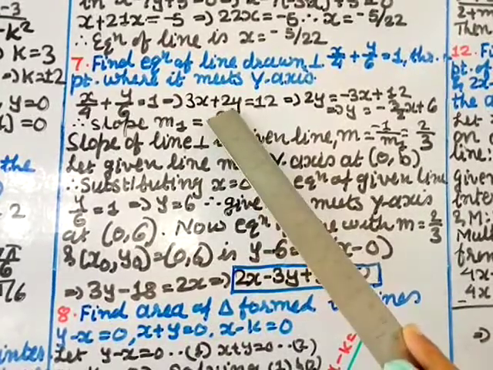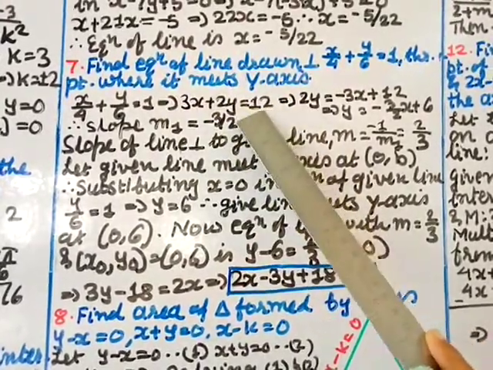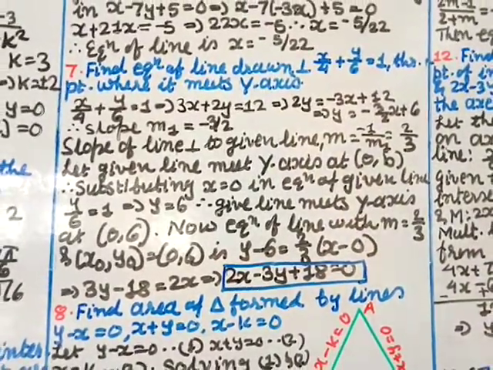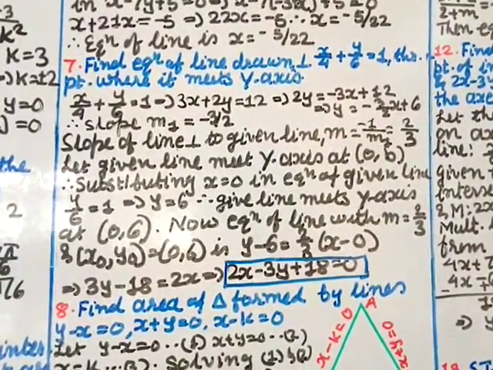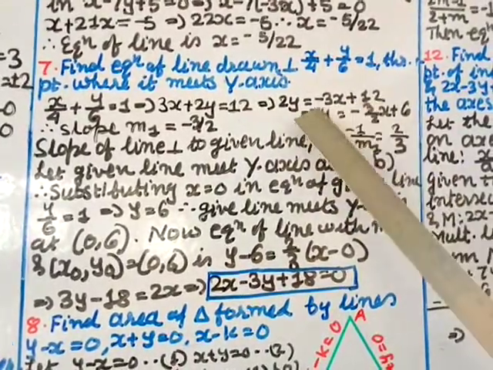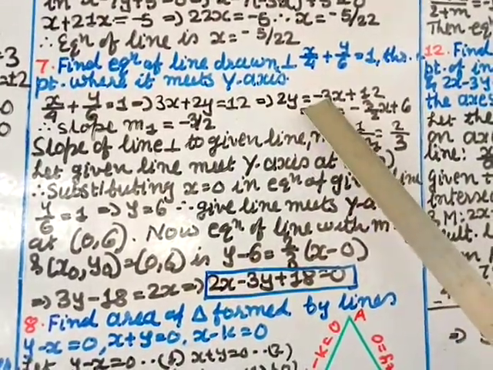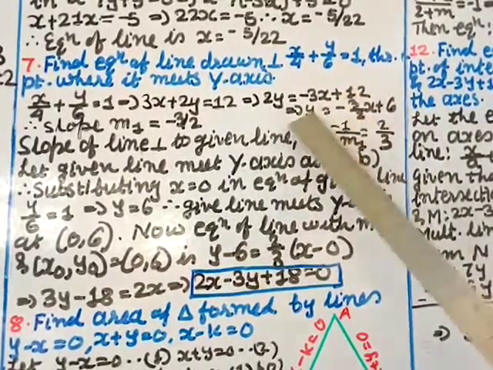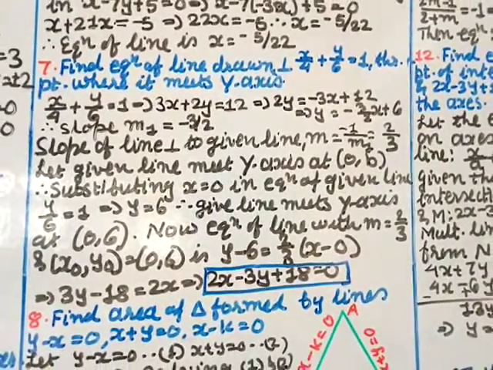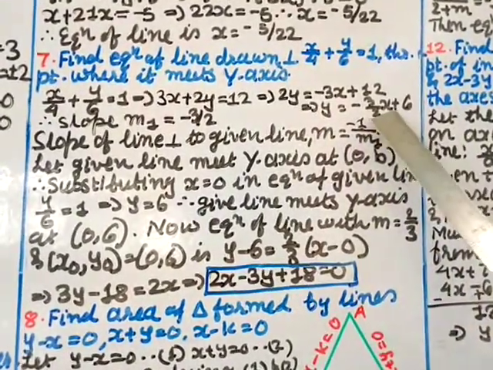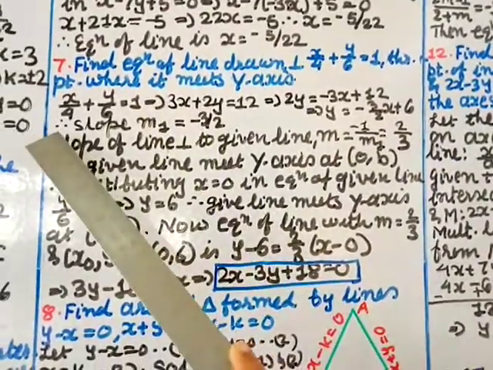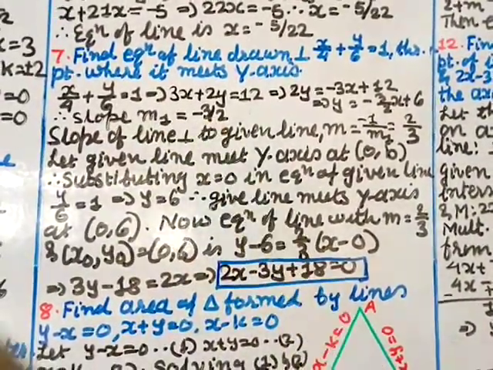From here 2y equal to, if you transfer 3x, you get minus 3x plus 12. Now you are going to compare with y is equal to mx plus c. Therefore the coefficient of y should be transferred to the other side. So when you transfer, here remains y equal to minus 3 by 2 x plus 12 by 2, which gives you 6. If you compare this with y is equal to mx plus c, the slope of this line, that is the coefficient of x, is minus 3 by 2. So here slope m1 equal to minus 3 by 2.